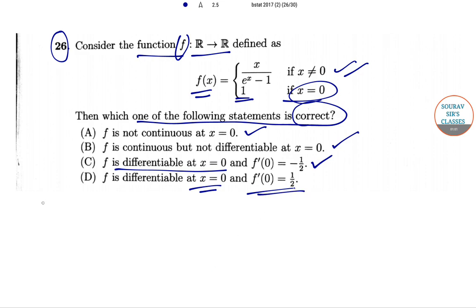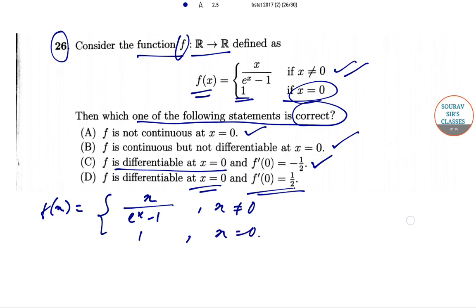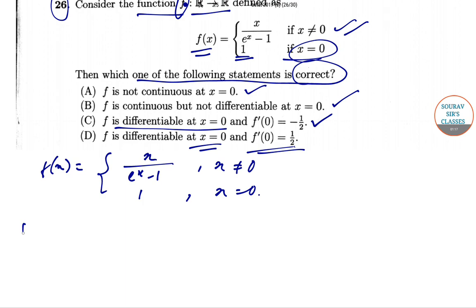So what we have been given is that f of x is equal to x upon e to the power x minus 1 when x is not equal to 0 and f of x is equal to 1 when x is equal to 0. Now for continuity, what we'll do, we'll check out the value of the limit of f of x as x tends to 0.